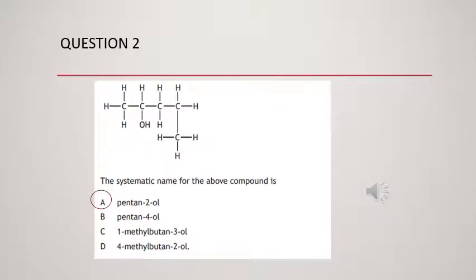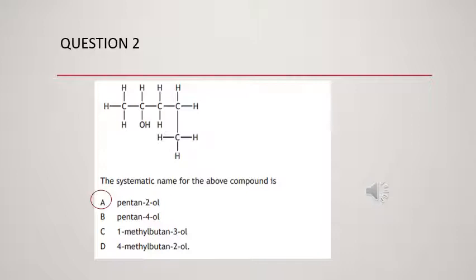The answer to question 2 is A. Pentan-2-ol. Remember, when naming alkanols, that you need to number the carbon atoms from the end starting closest to the hydroxyl group. So the carbon on the furthest left of the structure is going to be carbon number 1, meaning the hydroxyl group is on number 2.